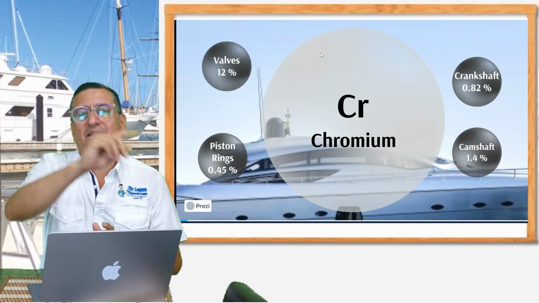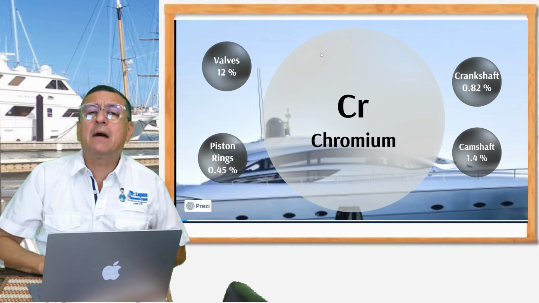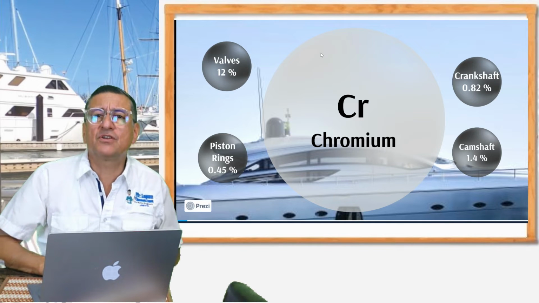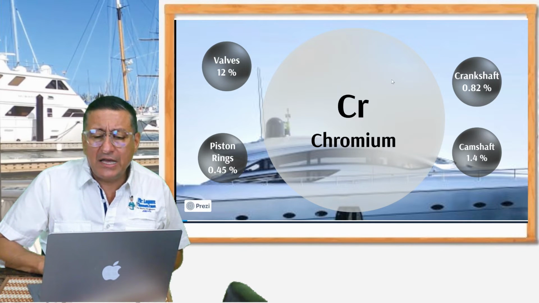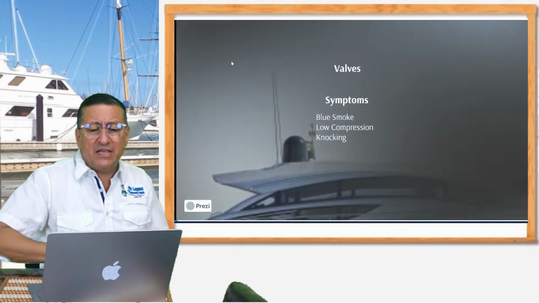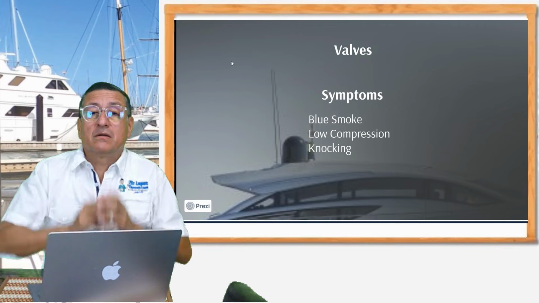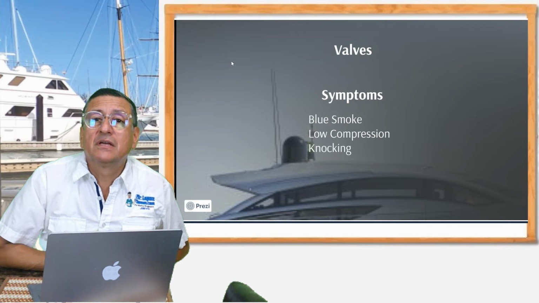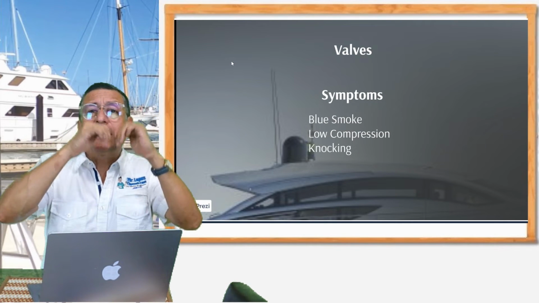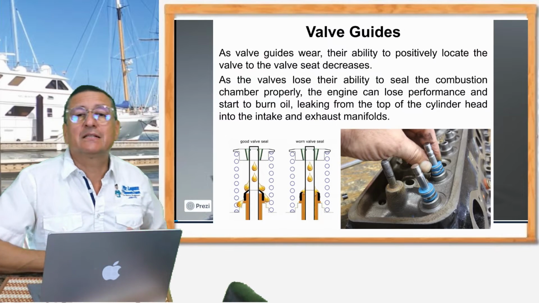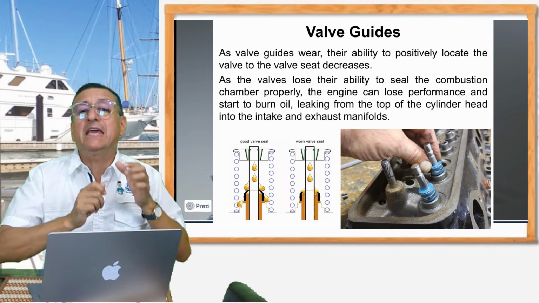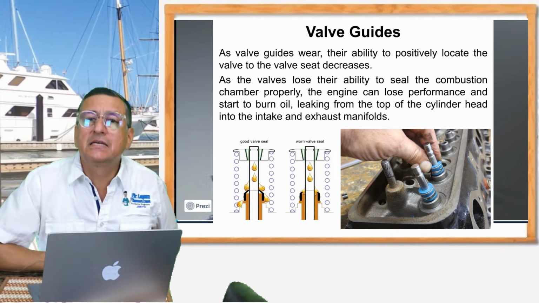It's basically the same for the other one. Okay, what happens if I have high concentration of chromium in the valves? We are going to check what happened in the valves. Of course, if I have wear metal on the valves, probably the oil penetrates into the combustion chamber. You remember that slide? Because there is too much play between the valve and the valve guide.